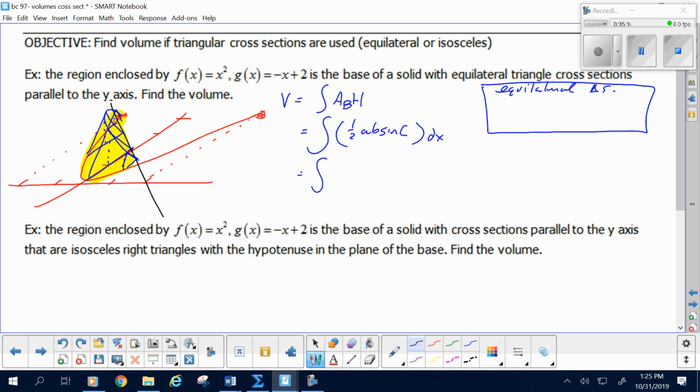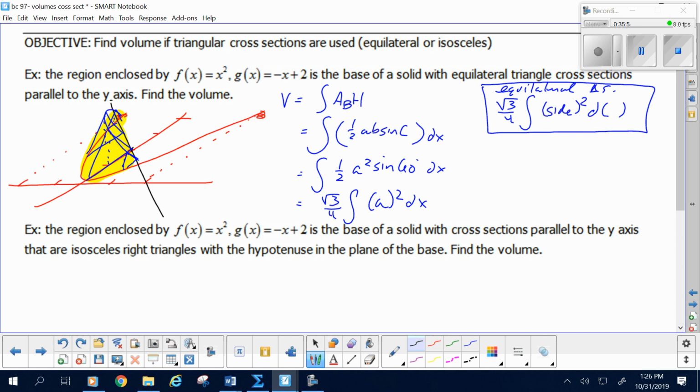Because it's equilateral, what do you know about A and B? They are the same. And what do you know about the angle between them? It's 60 degrees. And so in equilateral triangles, what's the sine of 60? Root 3 over 2. Combined with the 1/2, you can do root 3 over 4 of a squared dx or dy. So for equilateral triangles, use root 3 over 4 of a side squared d whatever. It could be dx or dy in this case. You with me? Limits of integration.